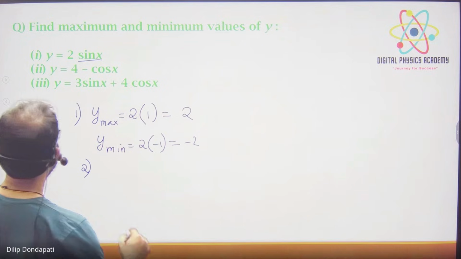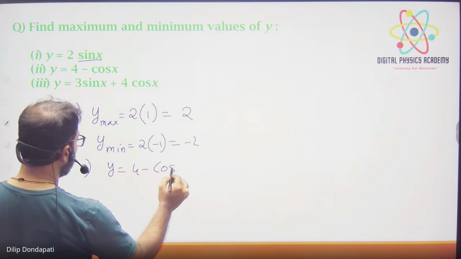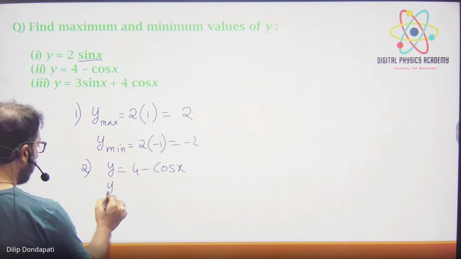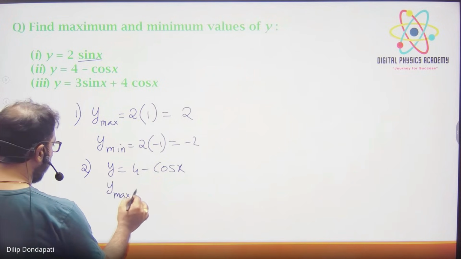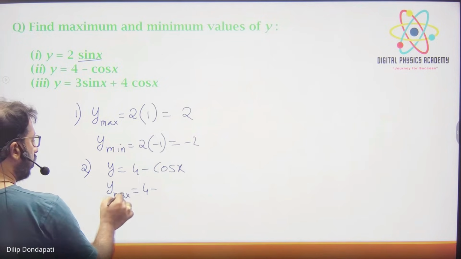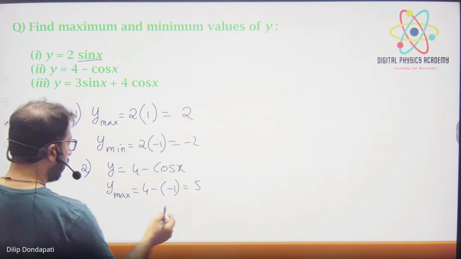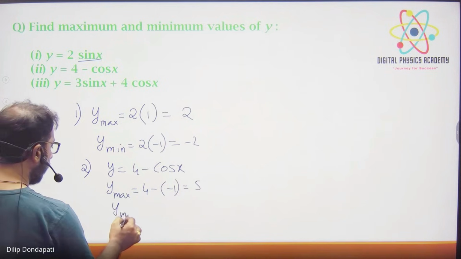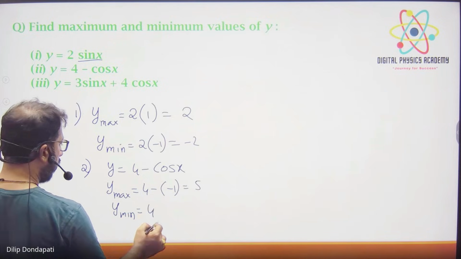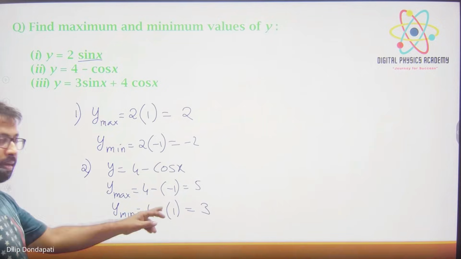How will the second one come? Y is equal to 4 minus cos x. So y max will be how much? 5. Look, here there is a minus, minus cos x, so you should take the minimum value of cos. 5. Y minimum will be 3, 4 minus 1. So we have to take the maximum value.